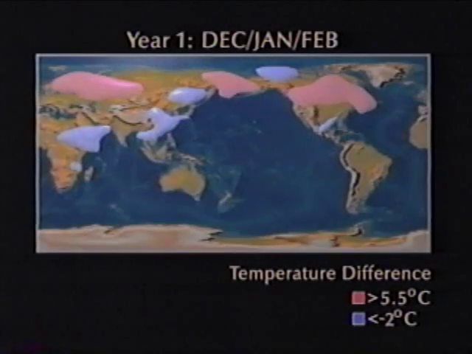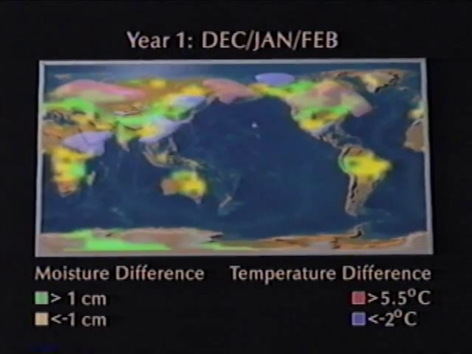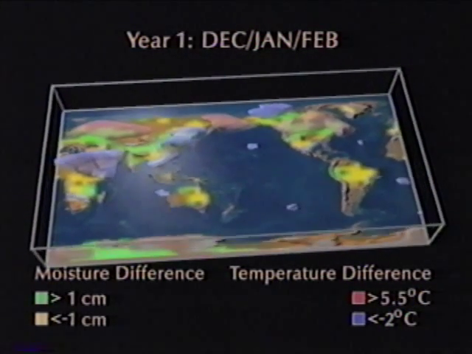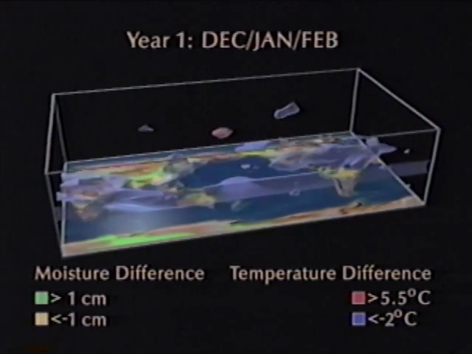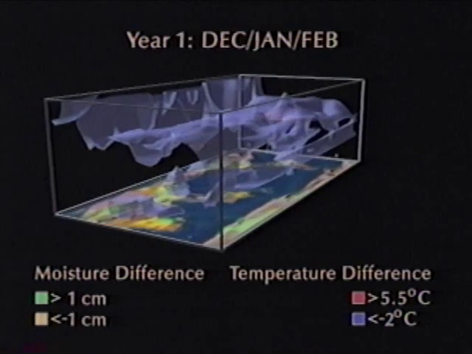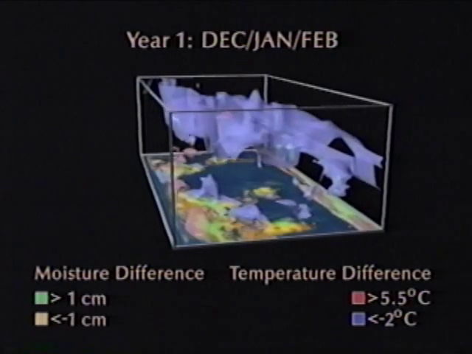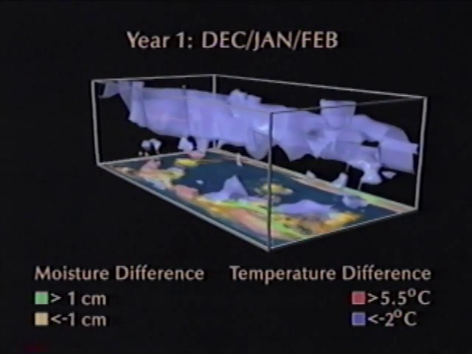By the end of the first year, the distribution of the surface temperature difference shows no trend beyond what we'd expect from pure chance. The same holds true for the soil moisture difference. No special significance should be attached to the changes in surface conditions at this time. As we rotate the analysis into three dimensions, note that the blue surfaces are three-dimensional isosurfaces of minus 2 degrees Celsius. Likewise, the transparent red isosurfaces represent warming greater than plus 5.5 degrees Celsius.